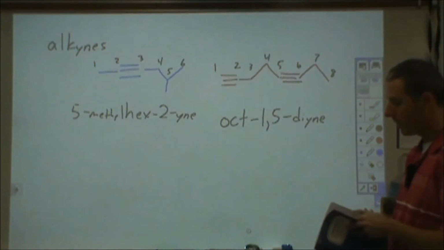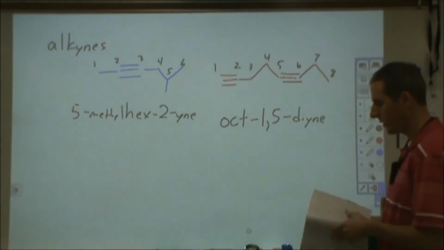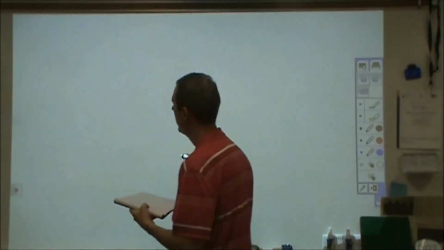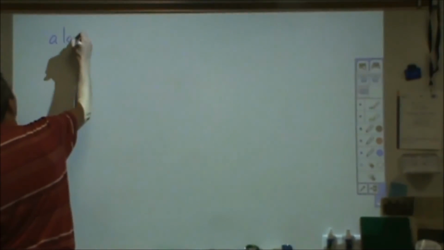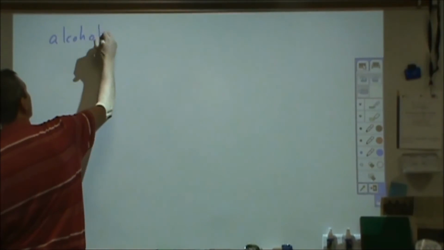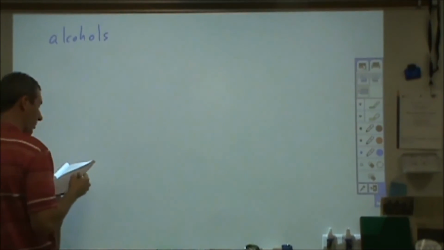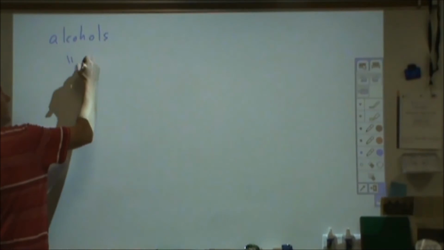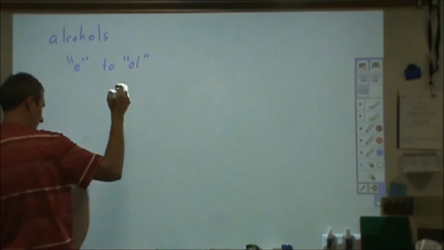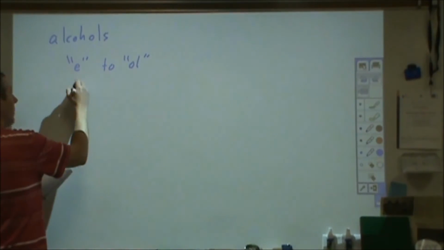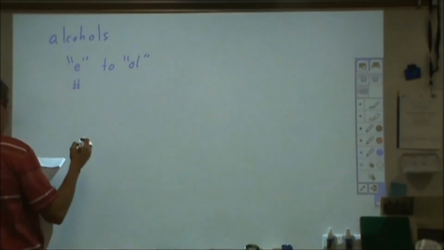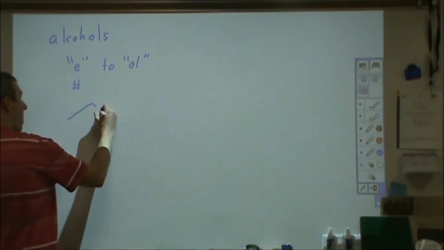Okay, now from here, we're really not adding a lot of new rules as we go, but now we're going to start to go through the different functional groups. So for the class of alcohols, we have a hydroxyl group present. You're going to change the E at the end to OL. And then you're going to put a number of where that alcohol, the hydroxyl functional group, is present.